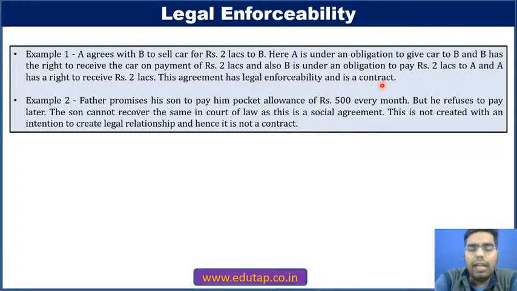So A is saying to B that I'll sell you my car for rupees 2 lakhs. Now both the parties have an obligation to each other. A has made a proposal to B, B has accepted it, so it becomes a promise. Since there's a consideration also, A is selling the car, so the car is a consideration here, and B is paying 2 lakh rupees, so the money is the consideration here. So they have a proposal, a promise, and consideration also.